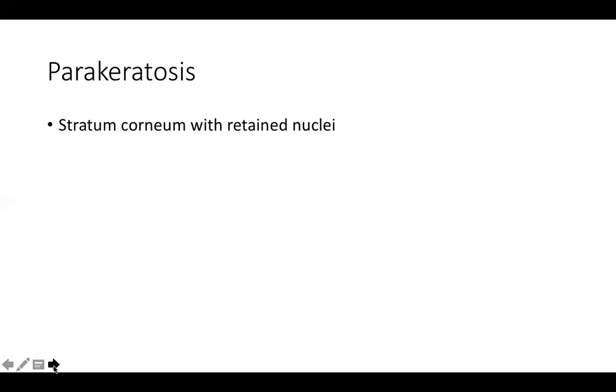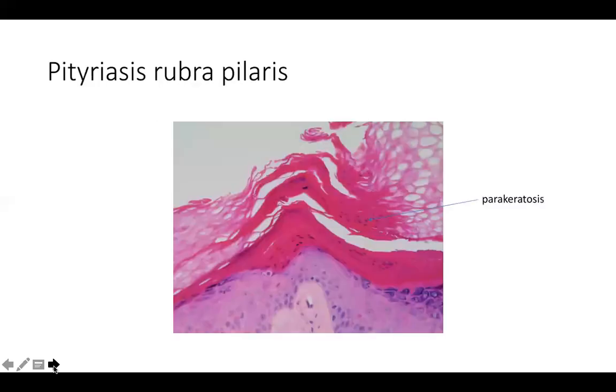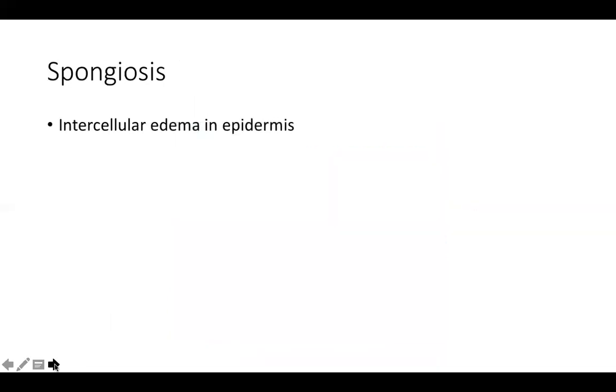Parakeratosis is retained nuclei within the stratum corneum, and this is a papillosquamous disorder called Pityriasis rubra pilaris, where you have beautifully retained nuclei here within the stratum corneum. Here's orthokeratosis, and here's parakeratosis. And in PRP, Pityriasis rubra pilaris, there's this classic alternating para, no para, para in a checkerboard pattern.